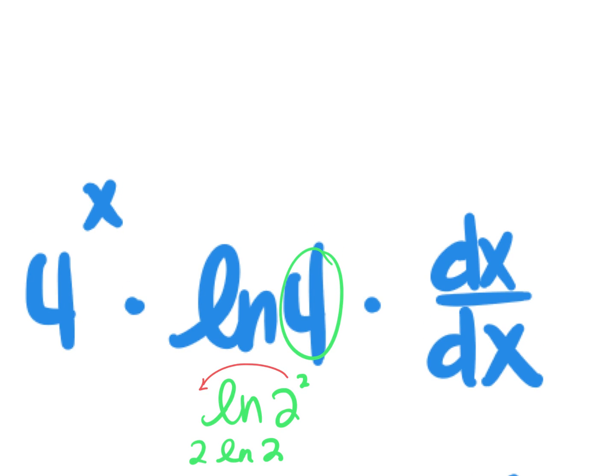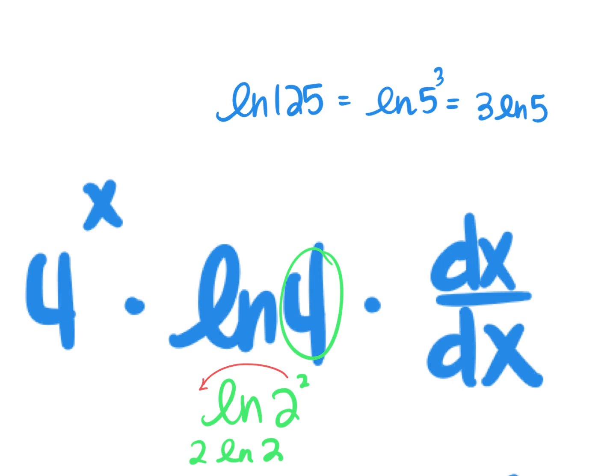So in other words, if I gave you ln 125, well, what is 125? 5 cubed. And so you could write that as 3 ln 5. Those are equivalent. It sometimes will allow you to reduce things. So all I'm saying is equivalent answers are fine, but if you're looking to match a multiple choice, you'll need to know how to match it. So that'd be natural log 2 times 4 to the x. Yes.